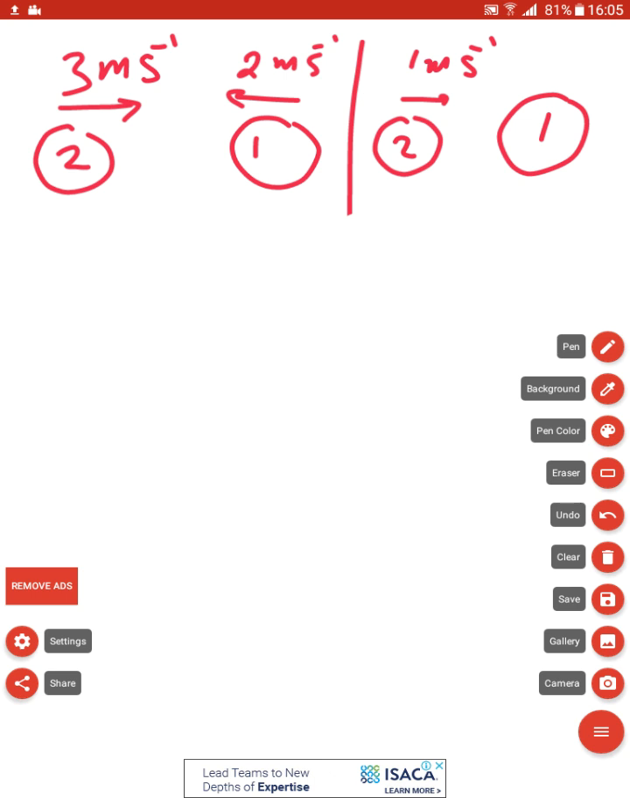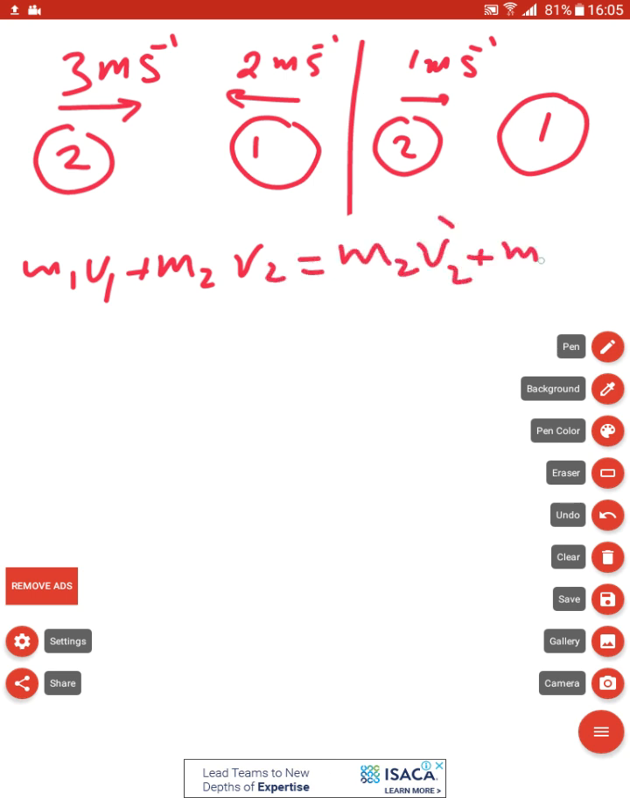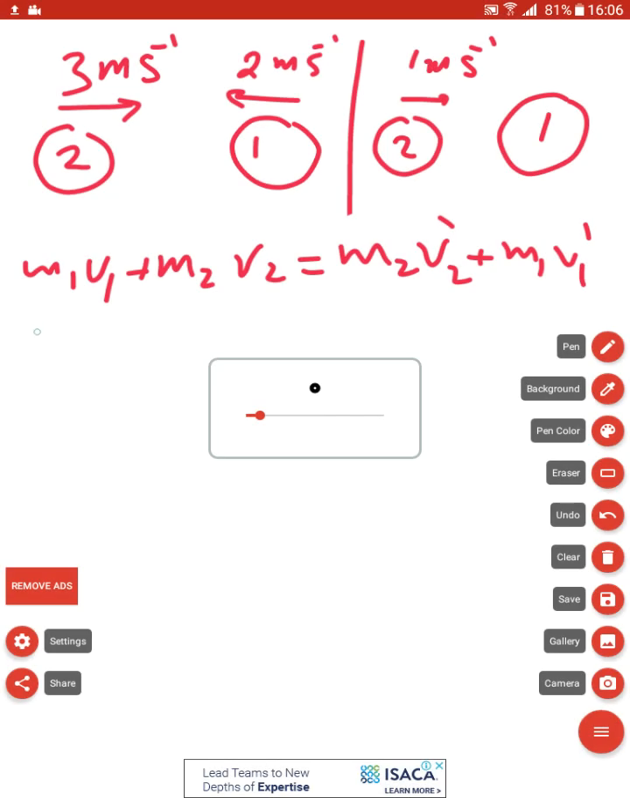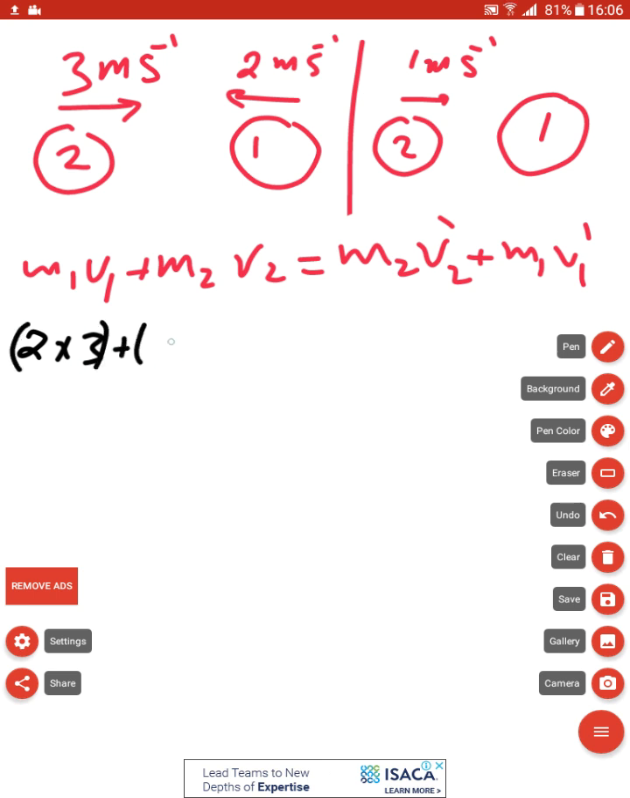Now, m1v1 plus m2v2 equals m2v2 after collision plus m1v1 after collision. The first mass is 2, its speed is 3 to the right, so it's positive, plus the second object is 1, its speed is 2 with a negative sign, okay? So we have 6 minus 2, which is equal to 4.